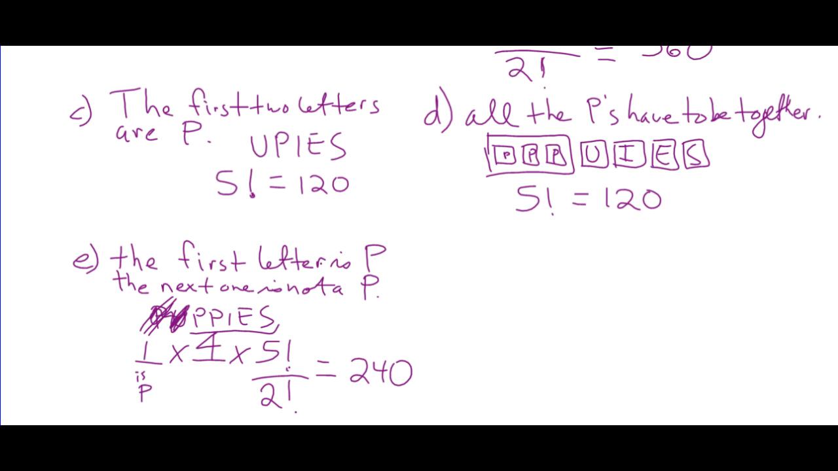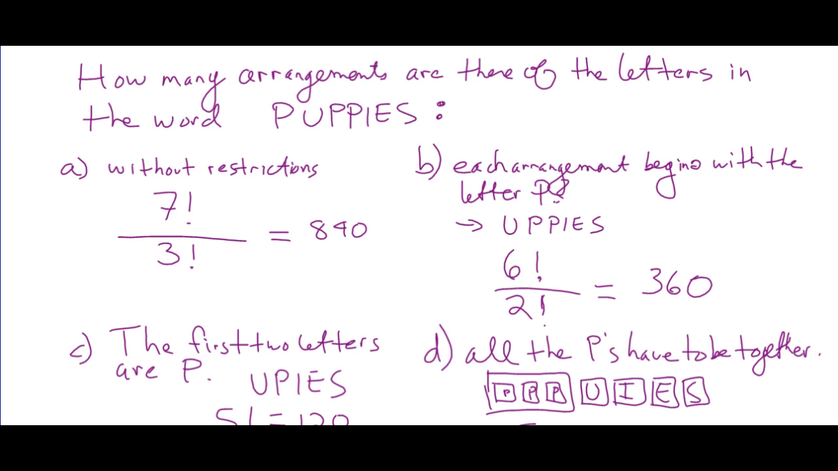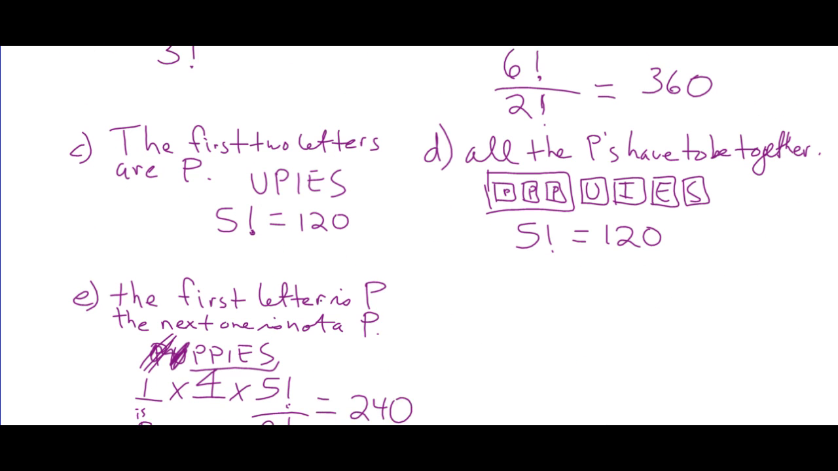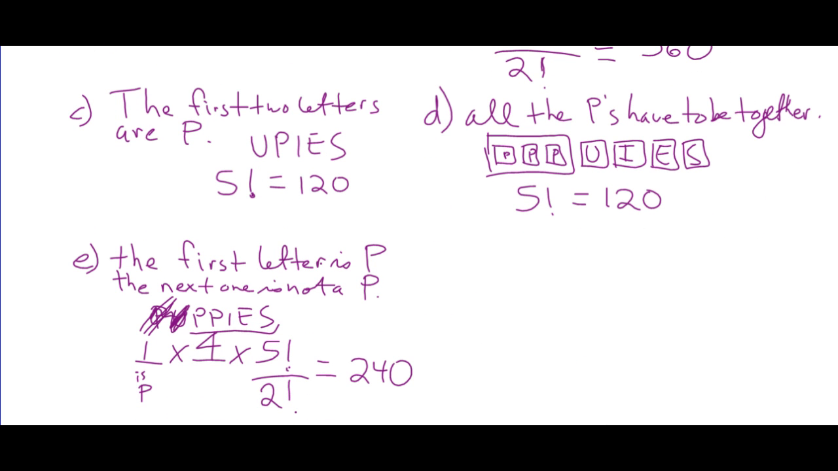Or the first letter is a P, this one here. Each arrangement begins with the letter P. Can I have 2 P's? Yeah, they didn't say it couldn't. This one could say begins with exactly one P. Right? So that's just another way to phrase this. First letter is a P, the second one isn't. Or we could say begins with exactly one P.